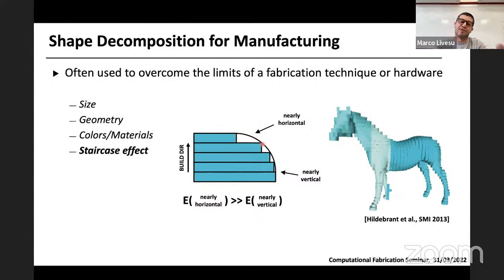And so if you print your object as a whole, there's nothing you can do. You will have lots of them in any case, but you can improve the surface finish of your objects, for example, by splitting them into multiple pieces, such that you try to promote a lot of these nearly vertical configurations and discourage nearly horizontal ones. So that's another way of applying decomposition for manufacturing.